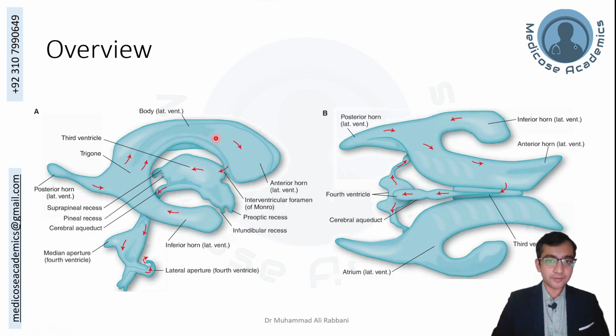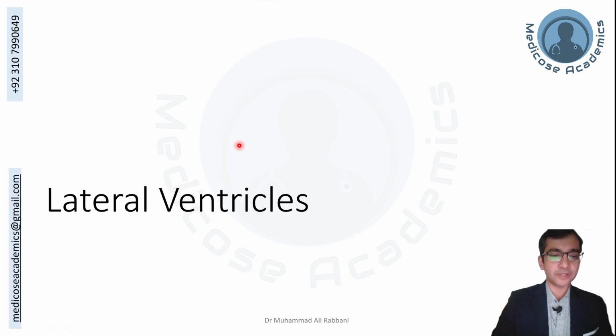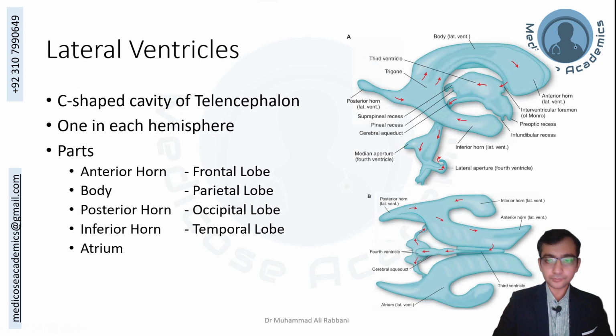We will start with the lateral ventricle. The red arrows here show the direction of flow of CSF. I will be following that after a while. First, let me discuss the anatomy of the ventricles. Then we will go ahead and follow the circulation too. So let us start with the lateral ventricles.